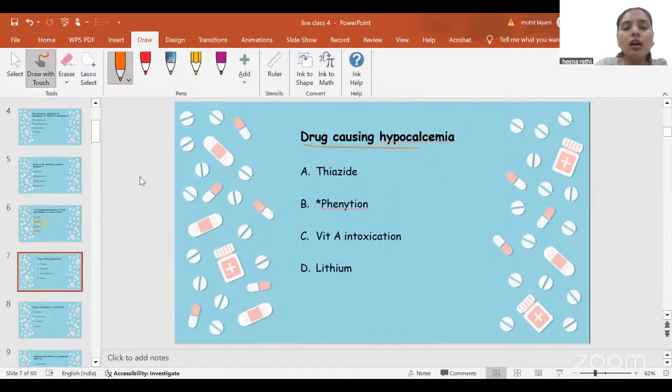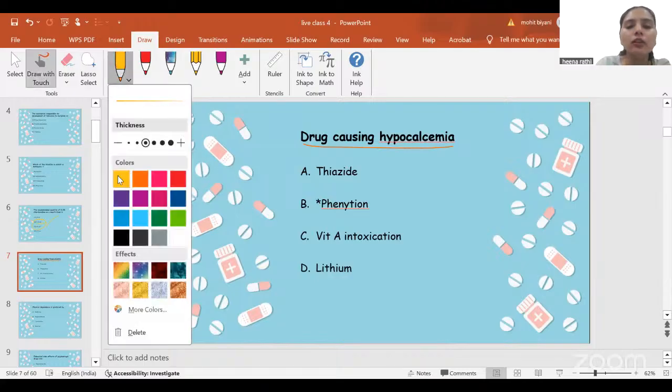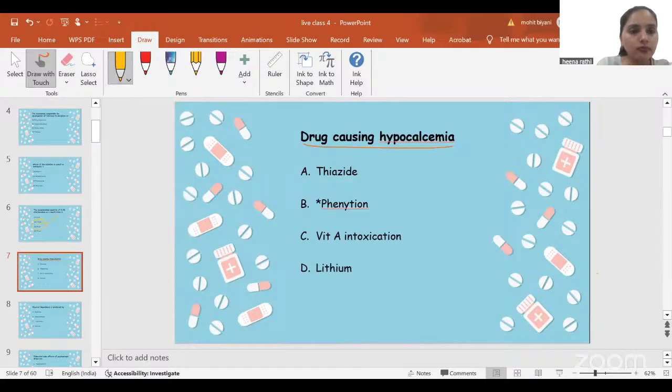Next is the drug causing hypocalcemia. Drugs which are going to decrease the calcium level in the body. There are several drugs which are going to decrease the calcium level in the body. First, we can see the two drugs which are most important to decrease the calcium level in the body.